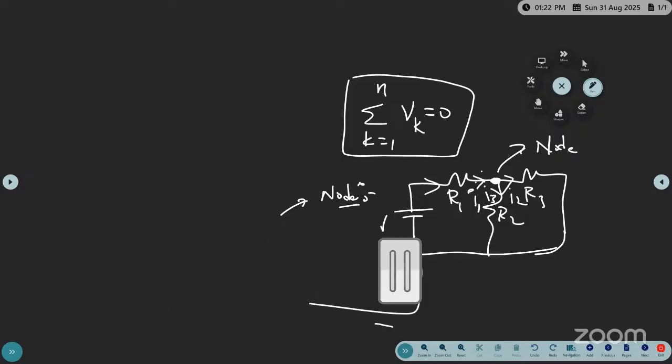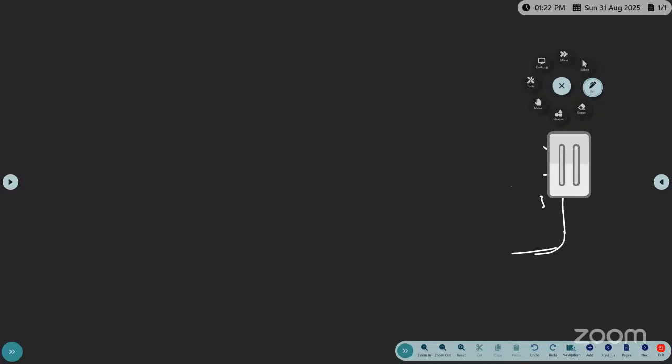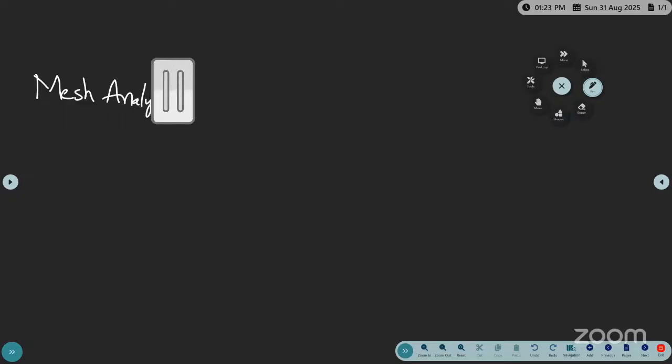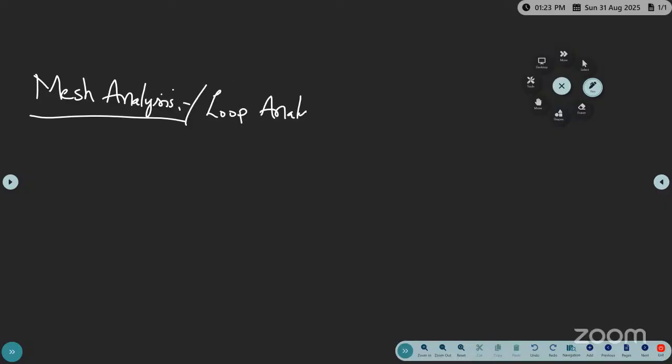Now we'll solve this problem by applying these laws. The method is called mesh analysis, or the other name is loop analysis. Mesh analysis or loop analysis can be applied to any type of circuit, whether small or big, with a single voltage source or two, with any number of elements, whether complex or even having an inductor and capacitor also. There is no limitation of application of this mesh analysis.